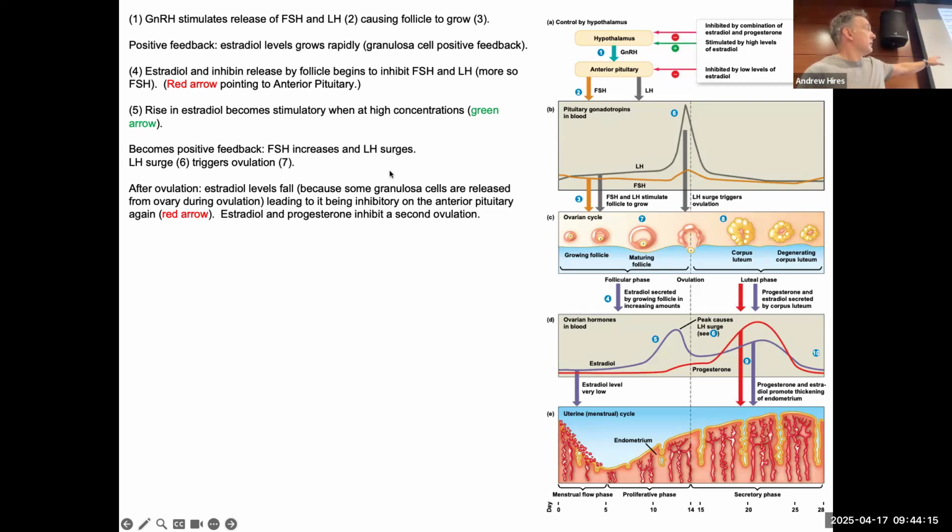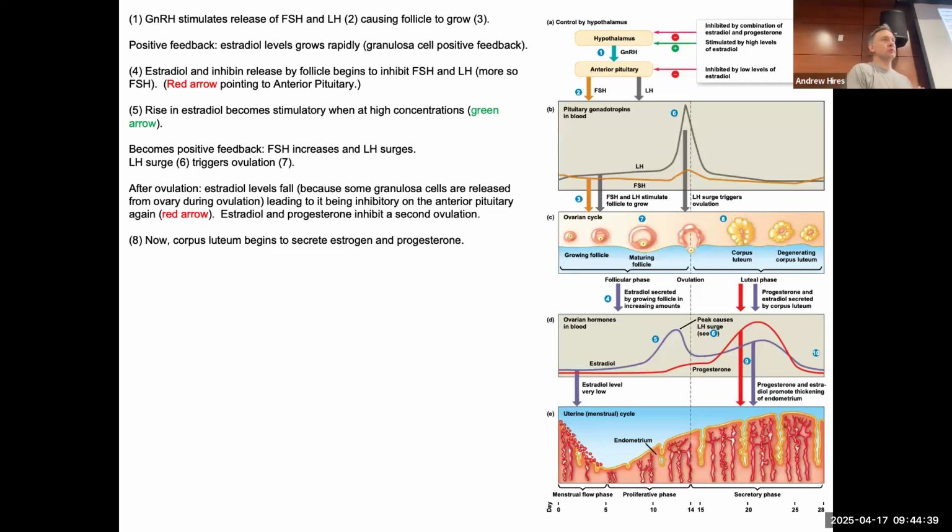Now, those levels of estradiol, as well as the increase in progesterone, are what prevent a second ovulation. So where does that progesterone come from? That comes from the corpus luteum. What is the corpus luteum? It's what's left over from that dominant follicle post-ovulation.